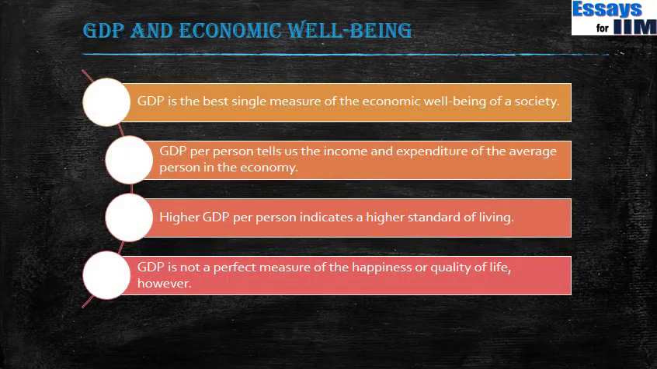Okay, now let's talk about GDP and economic well-being. We talk about economic well-being. So GDP is the single best measure of the economic well-being of a society. Economic means money terms. GDP does capture everything that is going on in the economy. So it's a good measure of well-being of a society. GDP per person tells us the income and expenditure of the average person in the economy. So if I divide the GDP total by the population, it will give me a rough idea of an average person in the economy. Higher GDP per person indicates a higher standard of living, obviously.